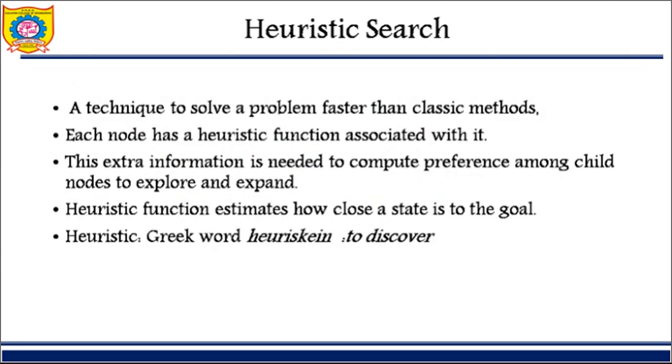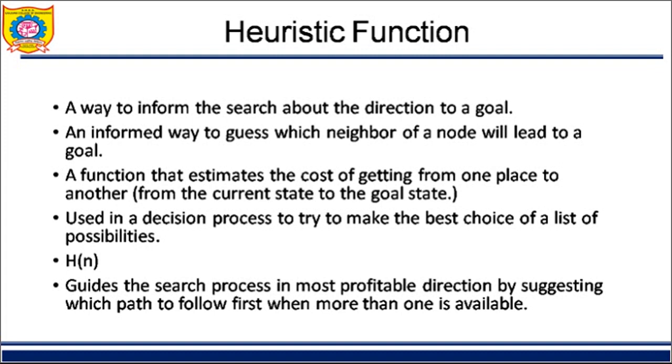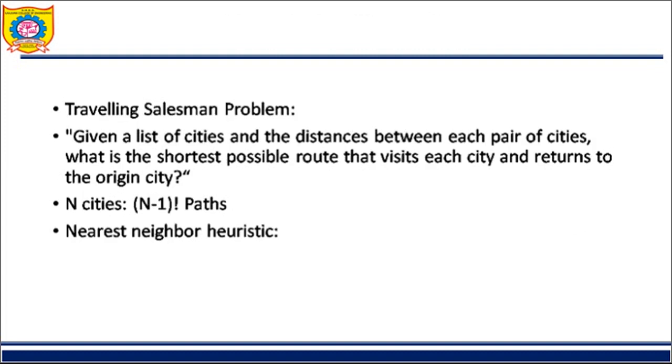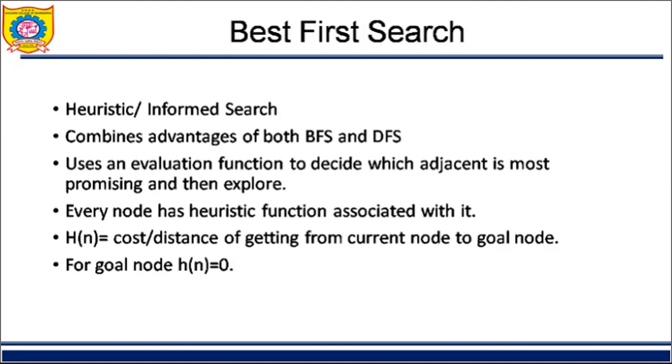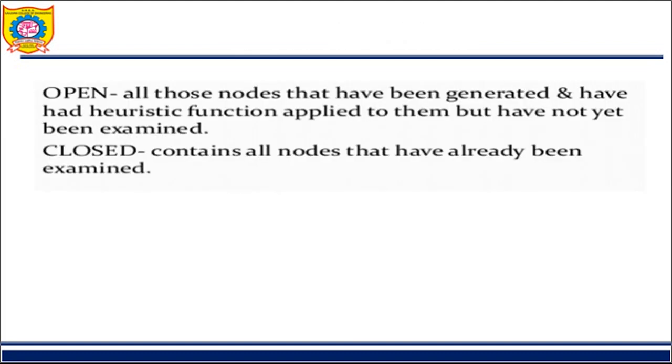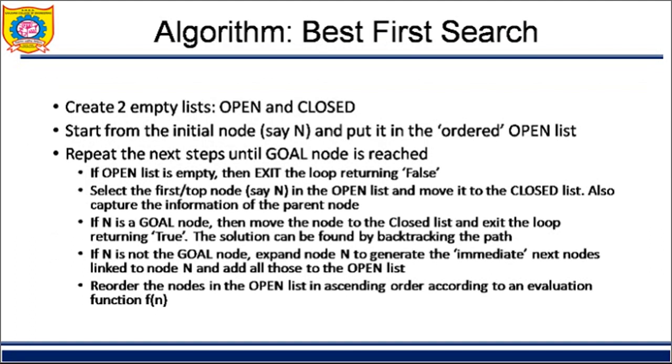So it comes under heuristic search, informed search, which is based on heuristics. We've already seen that heuristics is a function which is attached with a node. It is denoted by h of n. For the goal node, the heuristic is 0. So here is the algorithm. We have to maintain two lists: one is the closed list and the other one is the open list.